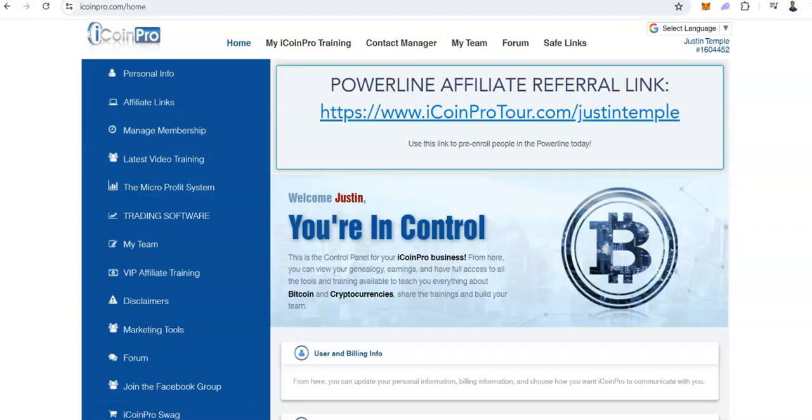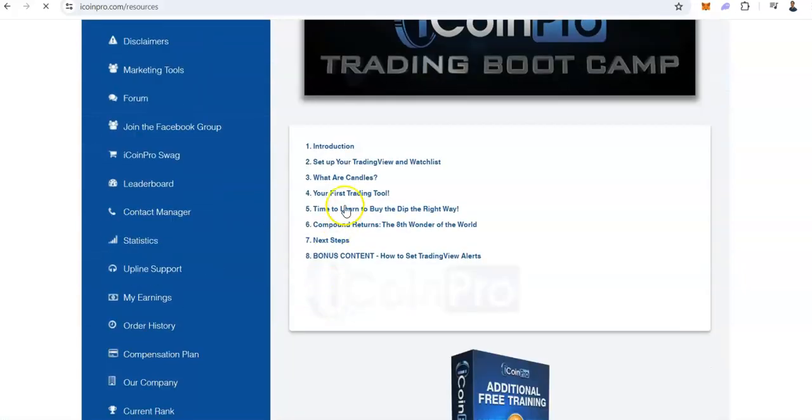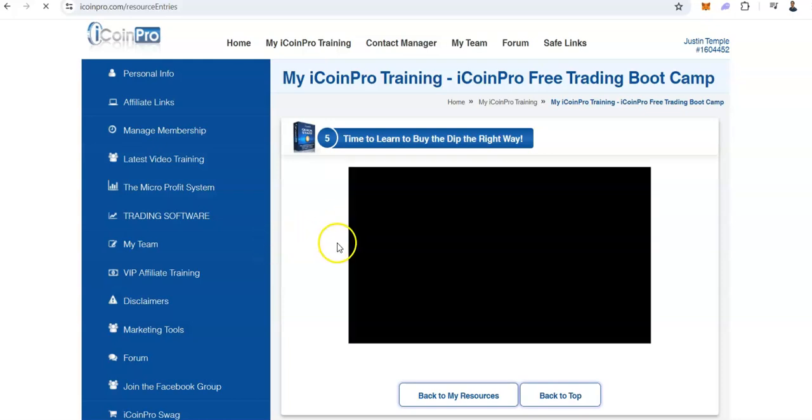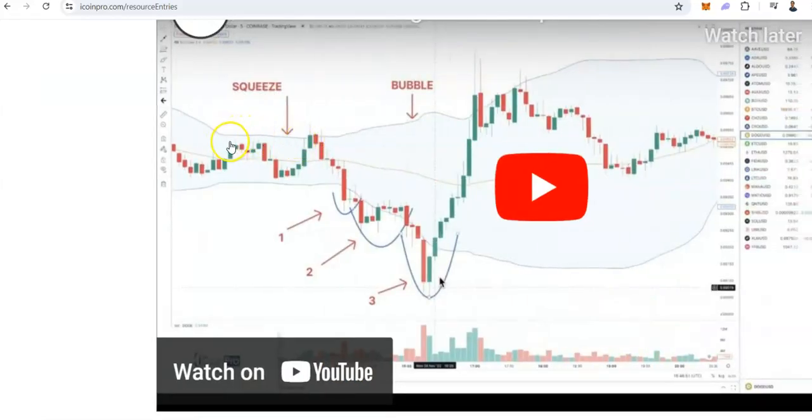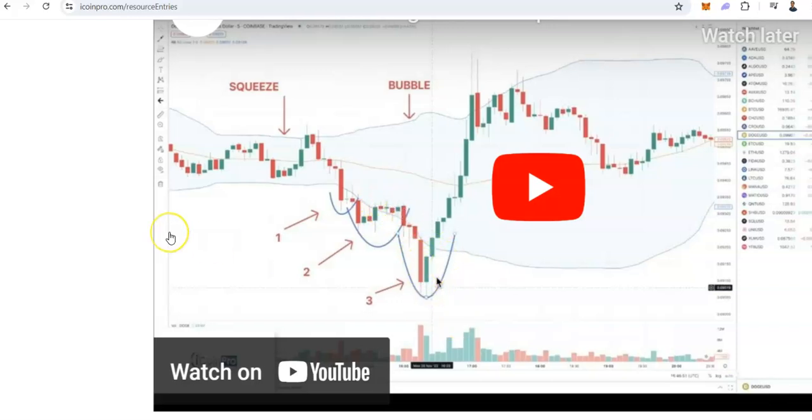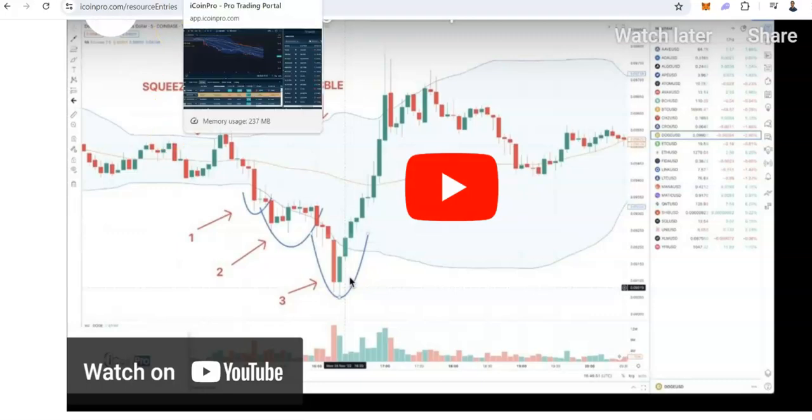And if you don't know what we're looking for, let me show you. This is the free boot camp that you can get by registering for free and pre-enrolling. And we're looking for this right here. So the squeeze is the Bollinger Bands going sideways like a tube. And then the bubble is the Bollinger Bands bubbling up and bubbling down, making a bubble. And then we've got a one dip. The market falls outside the Bollinger Bands, back inside, outside, two dips, back inside, makes a third dip, and then maybe even a fourth dip. So that's what we're looking for, and that's what this software is helping us find.